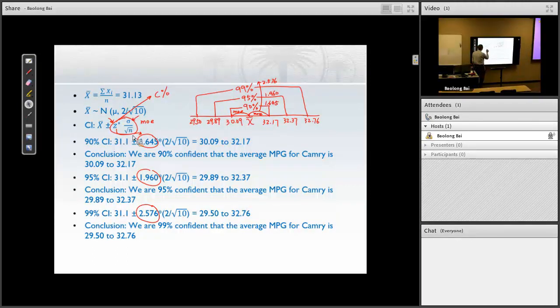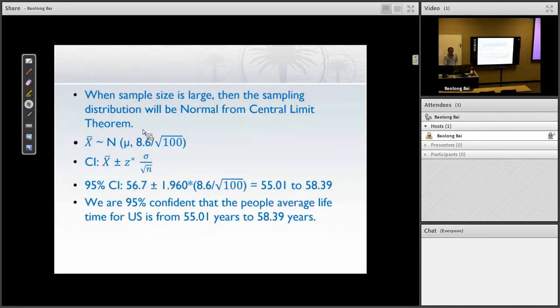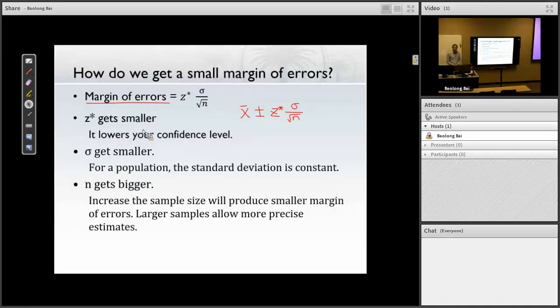Then the only thing left will be sample size n, right? Since it's in the denominator, if you want to get a smaller margin of error, we need to increase sample size n, so get a larger sample. Then your margin of error will be smaller and your confidence interval will be narrower, so it will be more useful. Okay? So increasing your sample size is the best way to reduce the margin of error.